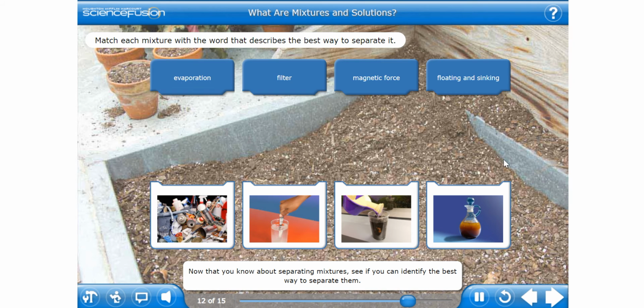Now that you know about separating mixtures, see if you can identify the best way to separate them. Match each mixture with the word that describes the best way to separate it. You can roll over the pictures to find out what they are.